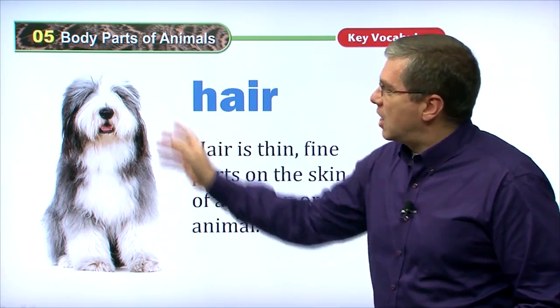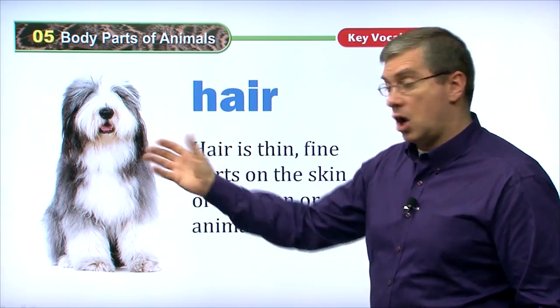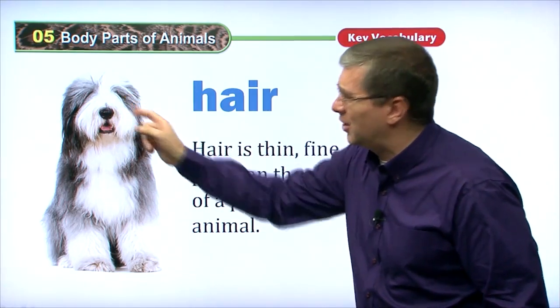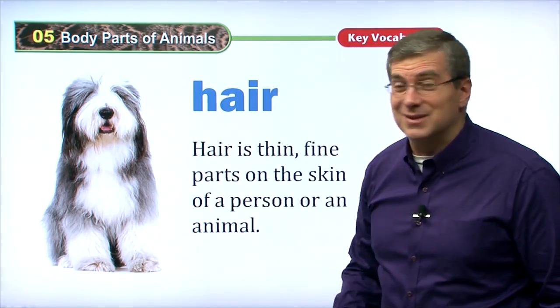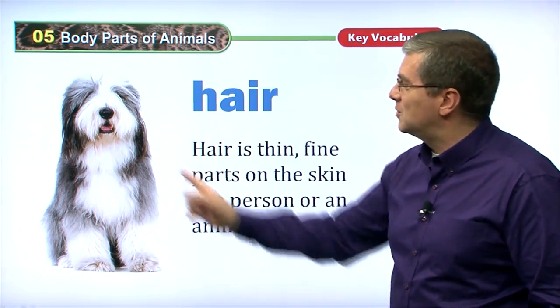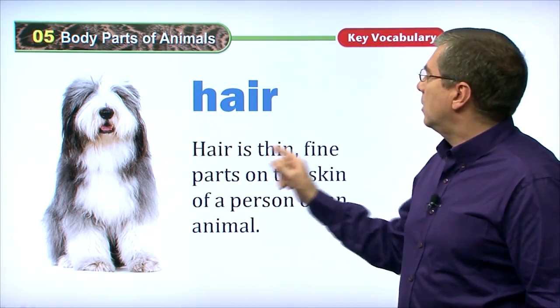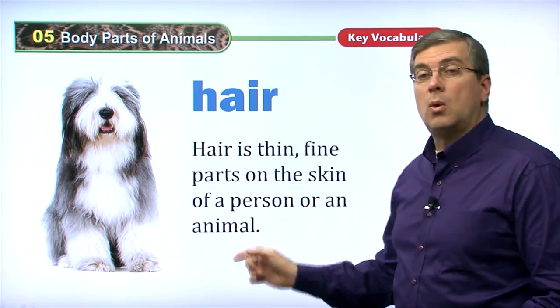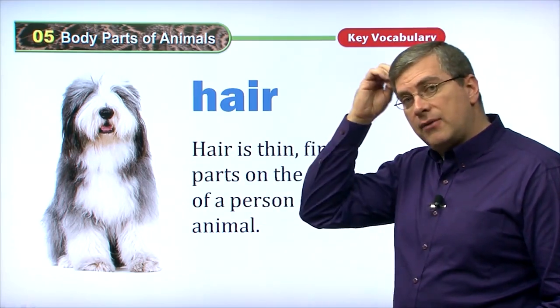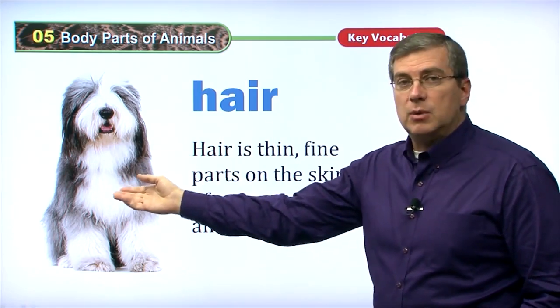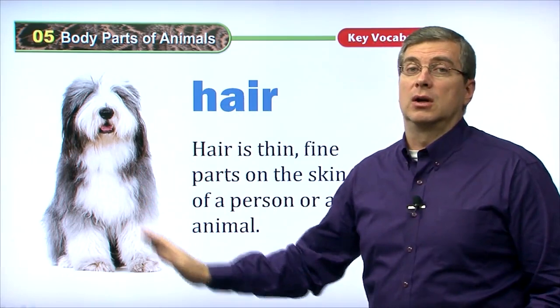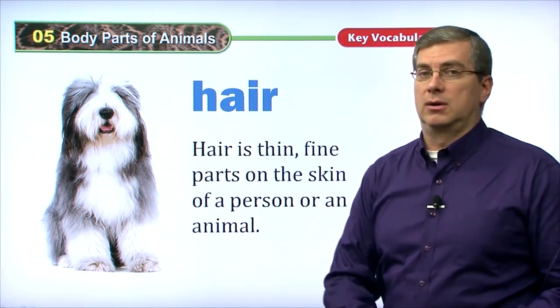So, this dog has a lot of hair. We can call it fur, but we can also call it hair. In fact, he has so much hair, we can't even see his eyes, right? He's very cute, though. Cute dog. Hair. Hair is thin, fine parts on the skin of a person or an animal. So yes, we have hair. Dogs, animals have hair, but only animals have fur. People do not have fur, okay?